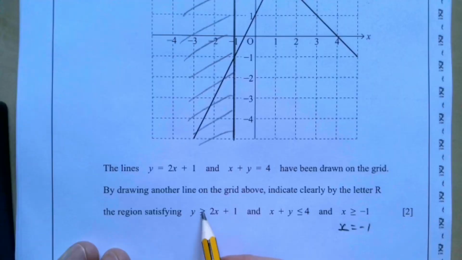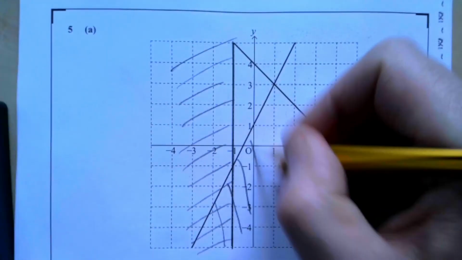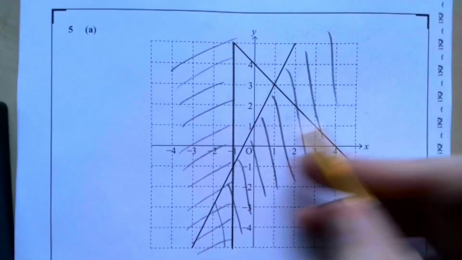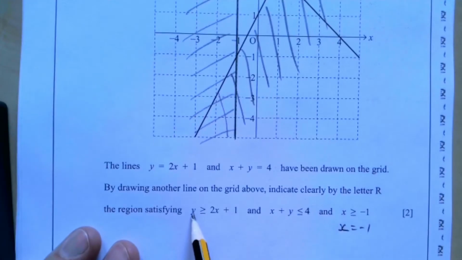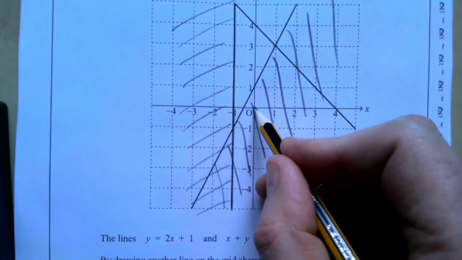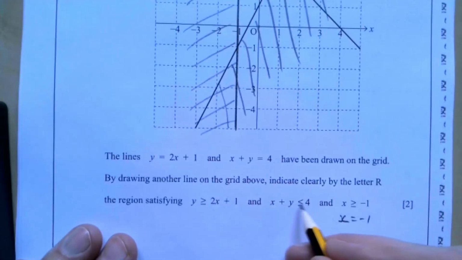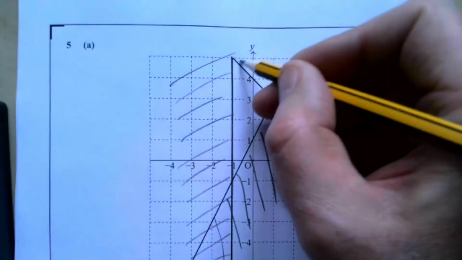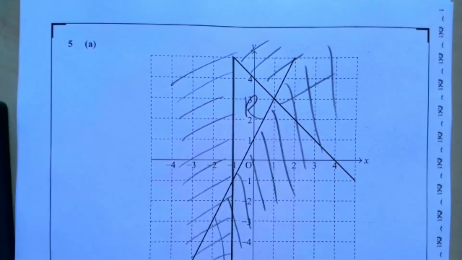We want y is greater than 2x plus 1. Now this isn't always the case, but we want above the line, so I get rid of below the line. The other way you can do it is pick a point not on the line, for example 0, 0, and sub it in there. 0 is greater than 1. That's not true, so it's not true on that side of this line, so it must be true on this side of the line. And then x plus y is less than 4. Again, if you want, pick a point not on the line and see if it's true, but we want above here. We're told to label that one R.